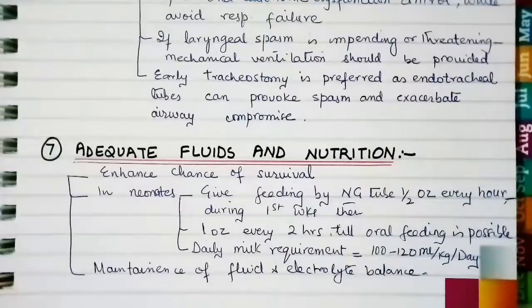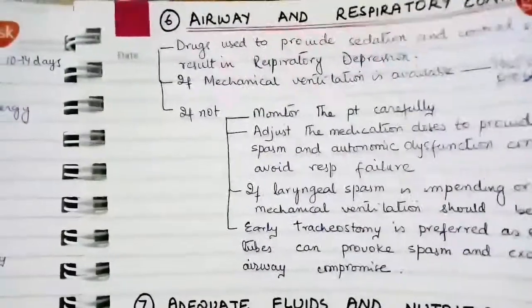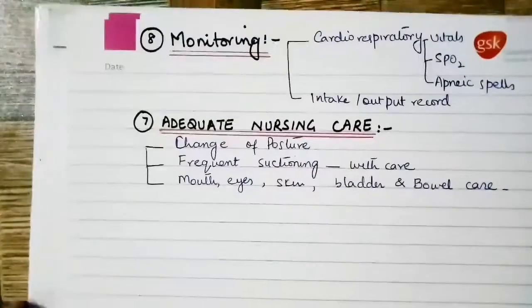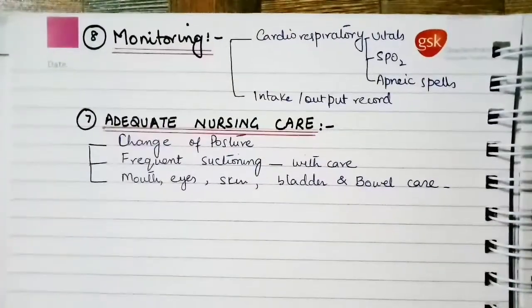Now friends, in tetanus, it's important to give adequate nutritional support and maintain fluid and electrolyte balance, because both these steps enhance the chance of survival. Monitoring of a tetanus patient is important, but with care, so as not to trigger a spasm. Patient's vitals, oxygen saturation, apneic spells, and intake output records should be kept. Lastly, adequate nursing care is crucial in the management of a tetanus patient. Posture changing, frequent suctioning, mouth, eyes, skin, bladder, and bowel care, all should be done very carefully, so as not to trigger a spasm.